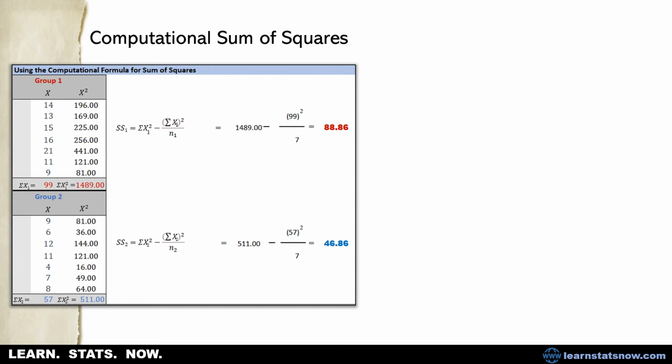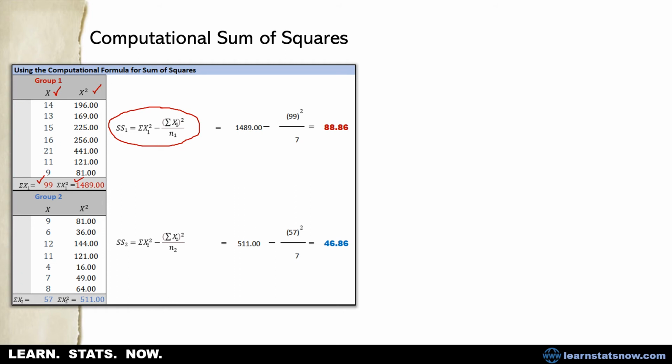And all you really need to do is get your x values, your raw scores, and then square each one. That will create the sum of x for group 1, and then the sum of the squared x's for group 1, okay? The computational formula is listed here. You just plug those numbers in.